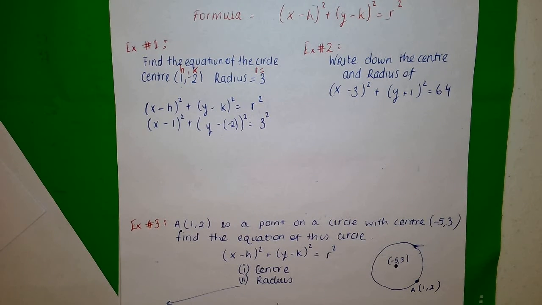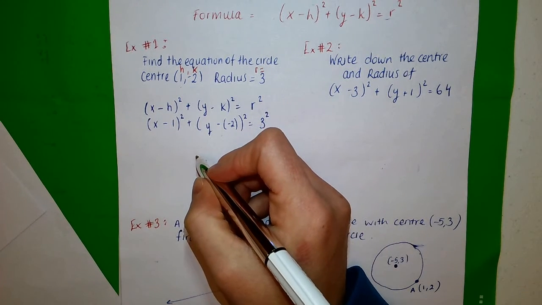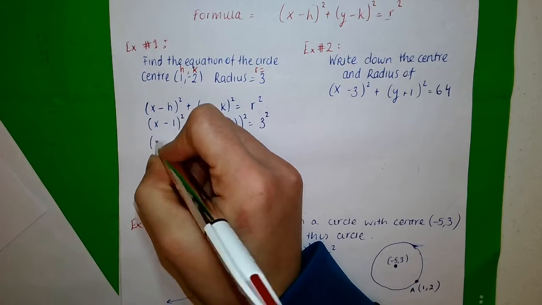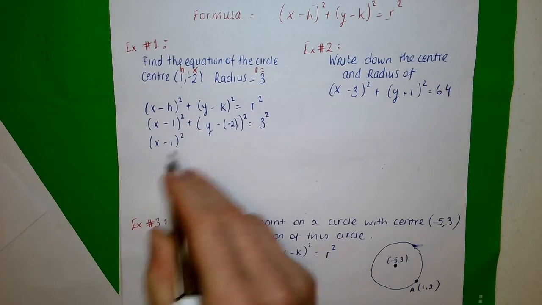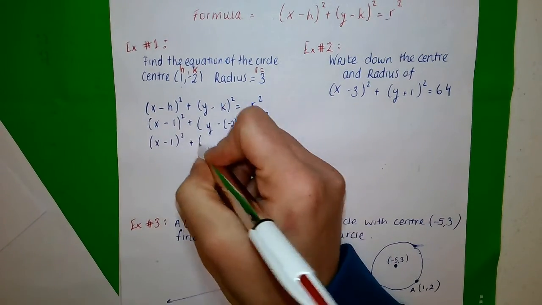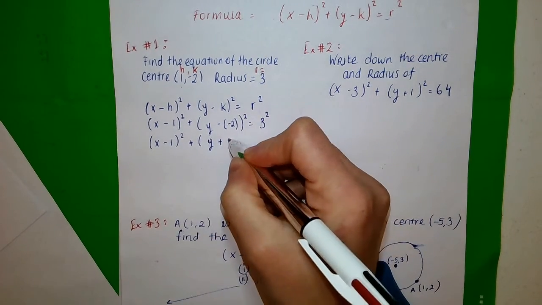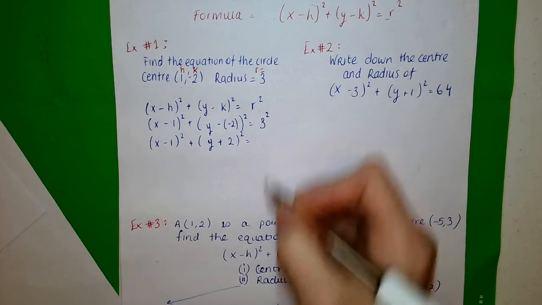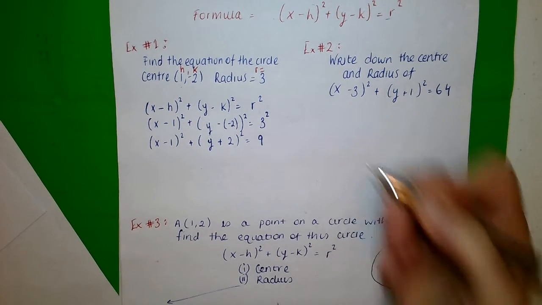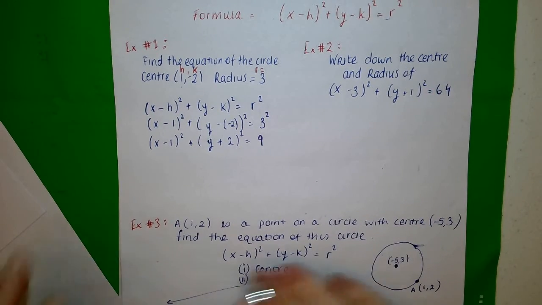Once we've subbed in our values, that's the hard part done. We're just going to tidy it up a small bit, and what we get is (x − 1)², that doesn't simplify any further, but this one actually does. Two minuses will give us a plus, so this is going to be (y + 2)², and our radius squared is equal to 9. And that is the answer, that's us finished.